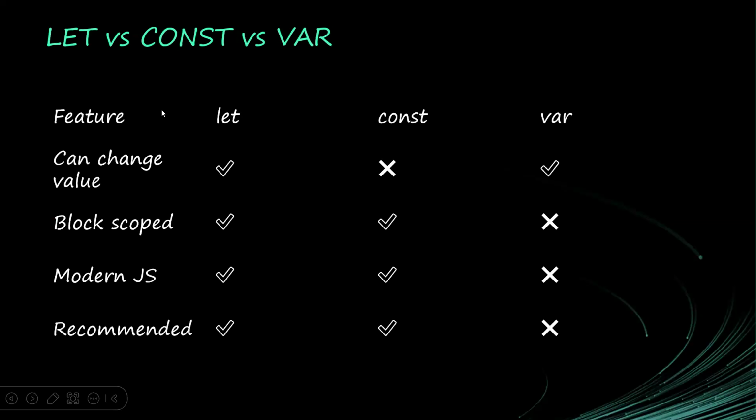So now let's take a look at the let keyword, the const keyword, and var. With the let keyword, the value can change. With the const keyword, the value cannot change. For var, the value can also change, but remember, don't use it. Block scoped: let is block scoped, const is block scoped, var is not block scoped. We might explain scope later on. So let and const are modern JavaScript. var is not modern JavaScript. Recommended: use the let keyword and the const keyword, but never use the var keyword.